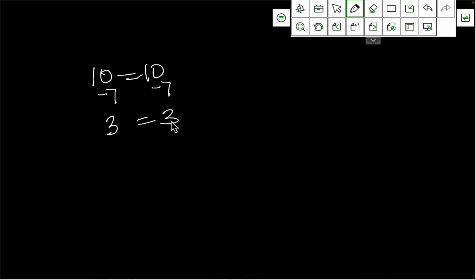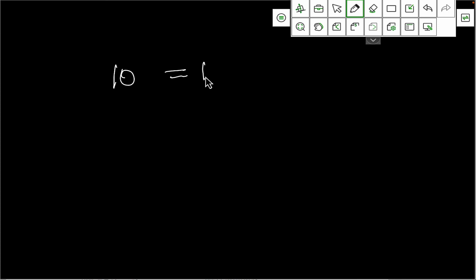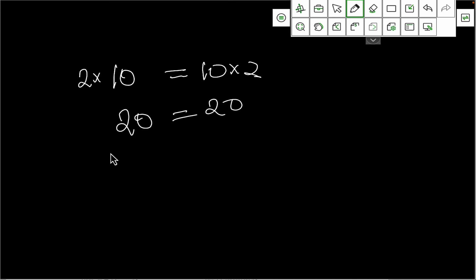Very simple. Let's look at the multiplication. The multiplication rule of equality says that to maintain equality, equal numbers may be multiplied by both sides of the equation. So for instance, let's say I have 10 is equal to 10. If I multiply this by 2 and I multiply this by 2, they wind up as 20 equals 20. Let's look at how this applies.